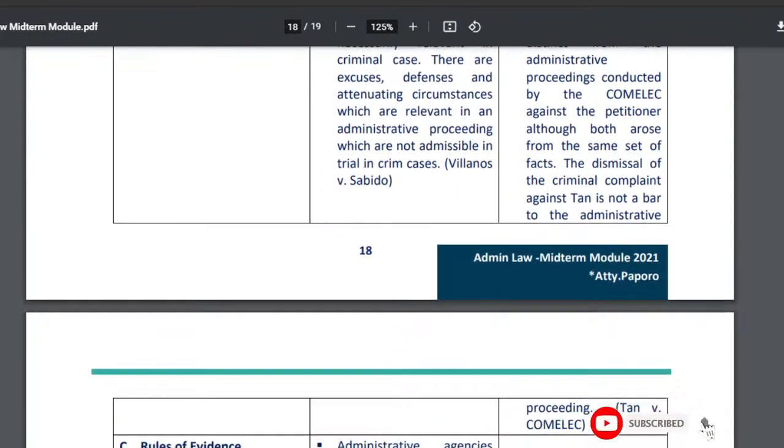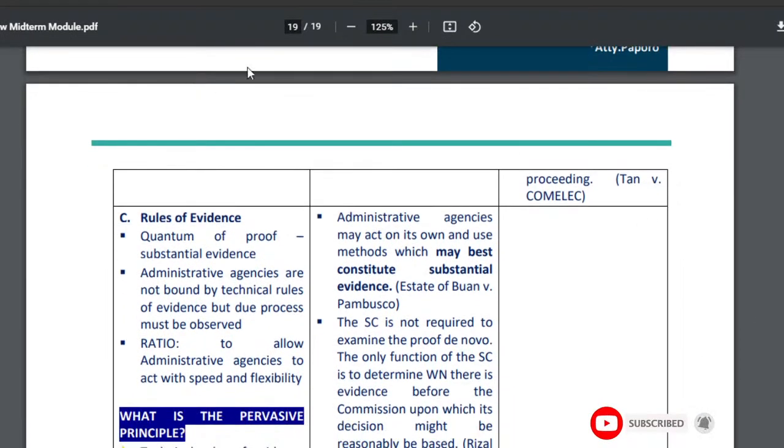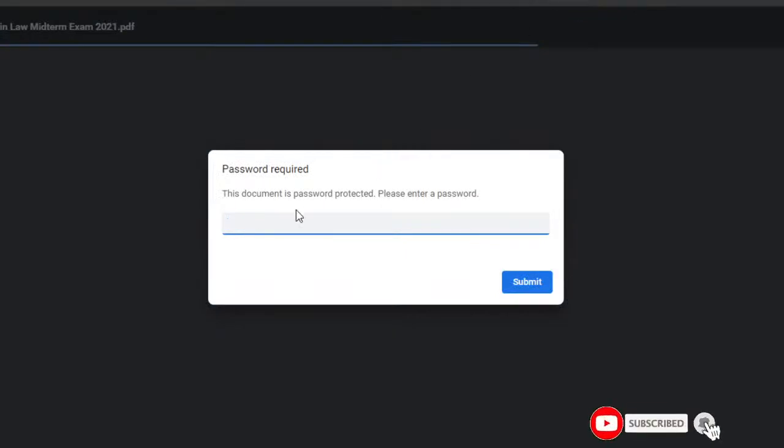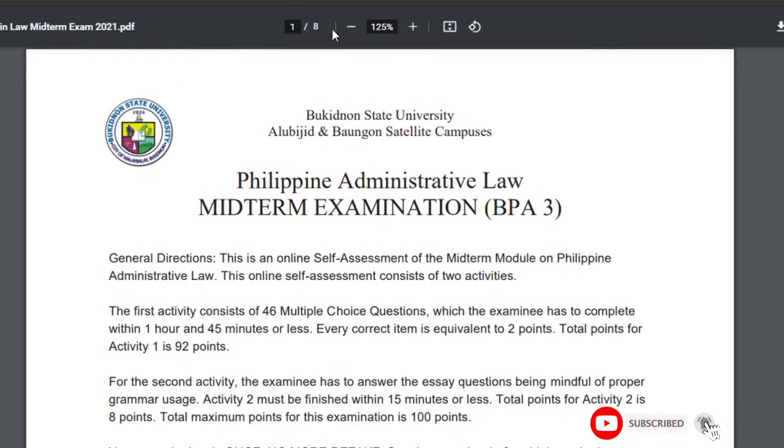Okay, so I think that would be all for our module. Let's proceed to our midterm exams. So I have the password. All right. Password. Okay, so this is how your midterm exams look like.